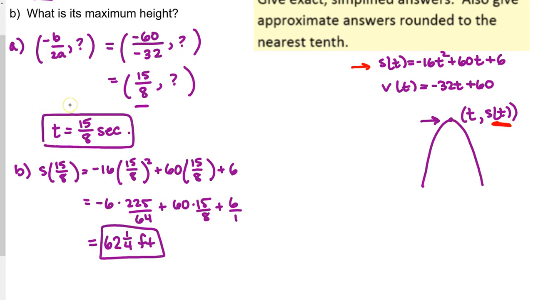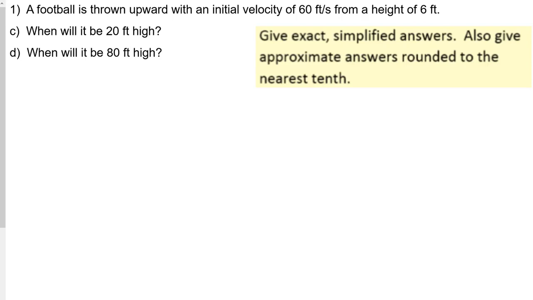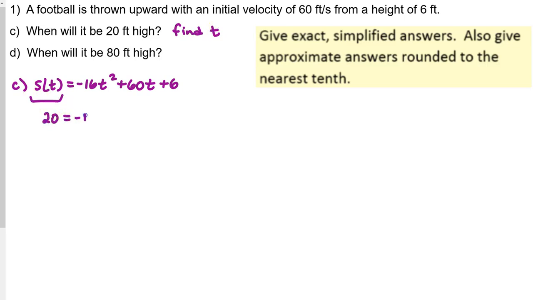Okay, let's check out part C and D. When will it be 20 feet high? Okay, remember we have our equation. s of t equals negative 16t squared plus 60t plus 6. And we want to find the time when s of t is 20. So let's just substitute 20 in there.